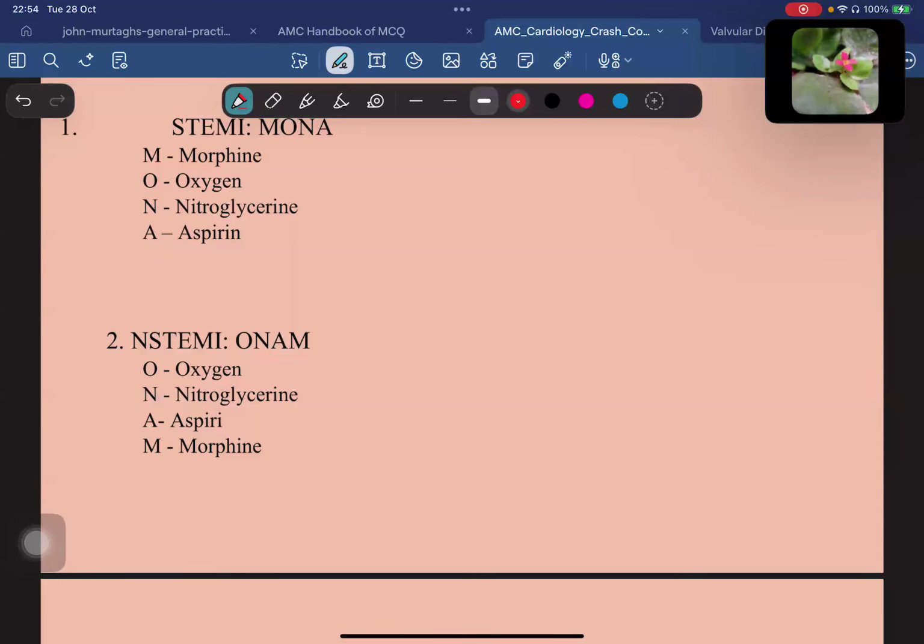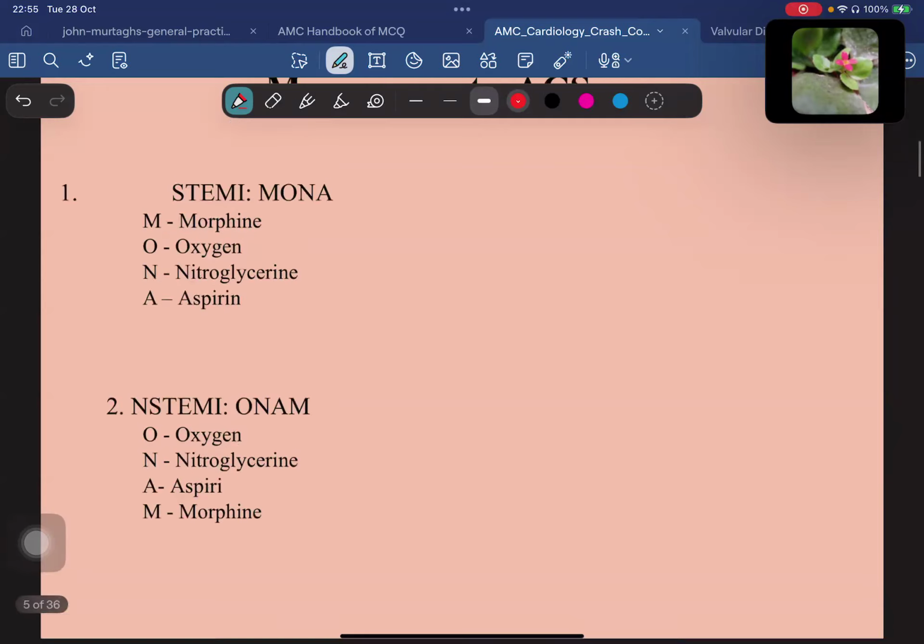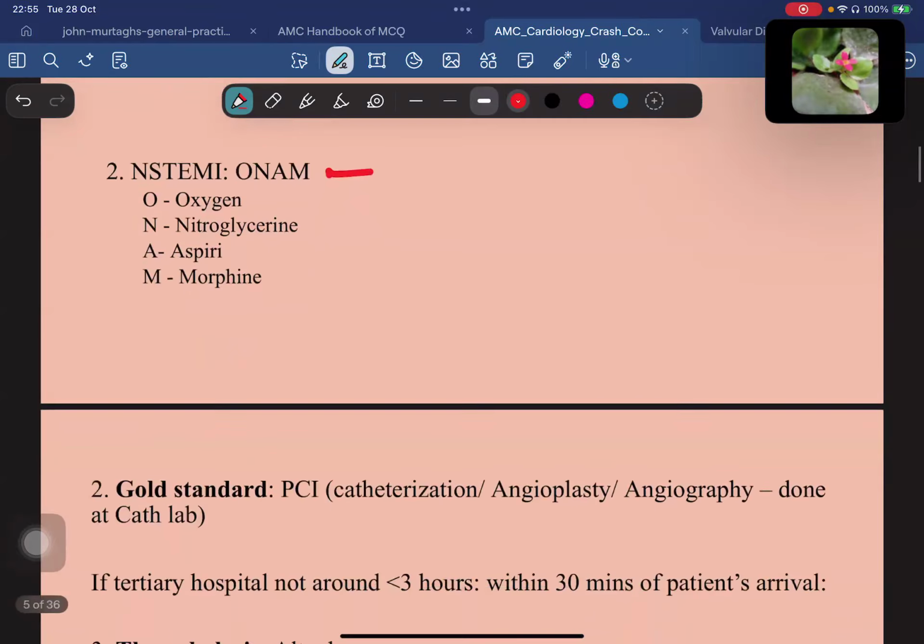So in this case, the patient is stable, so we support the heart first. You can remember these two, MONA and ONAM, to remember the order. I hope it will be helpful.